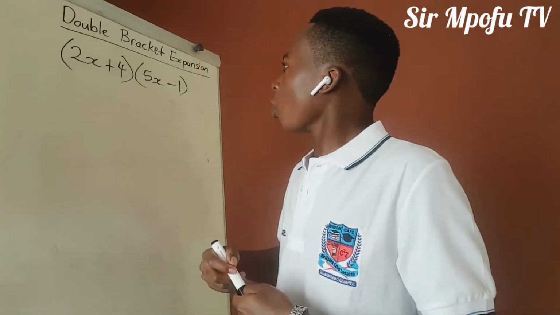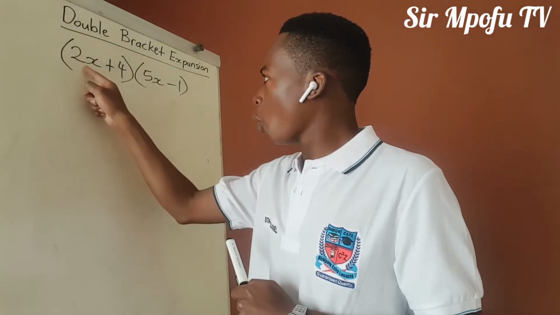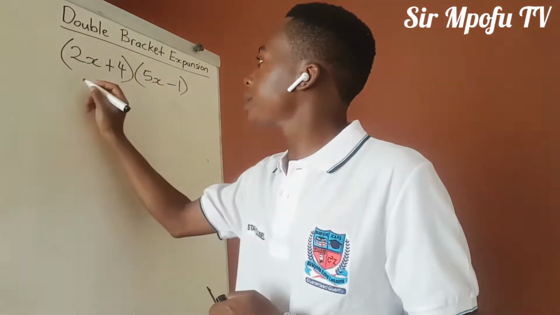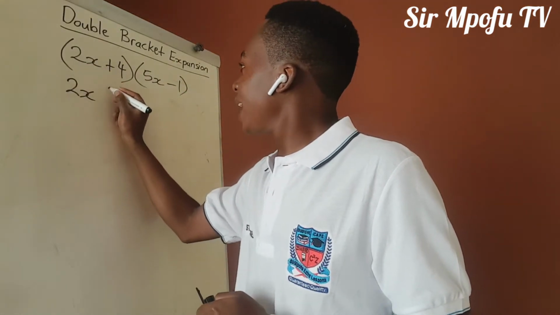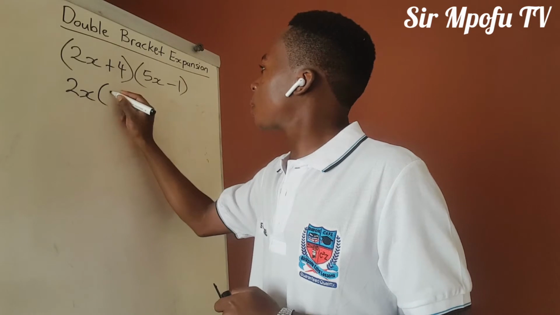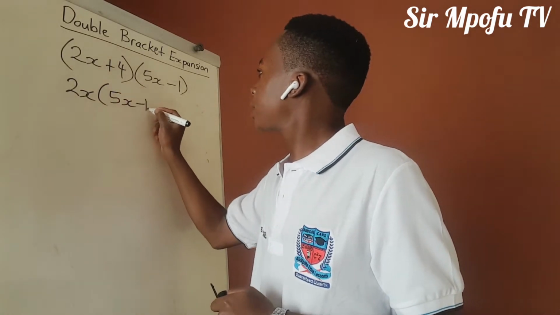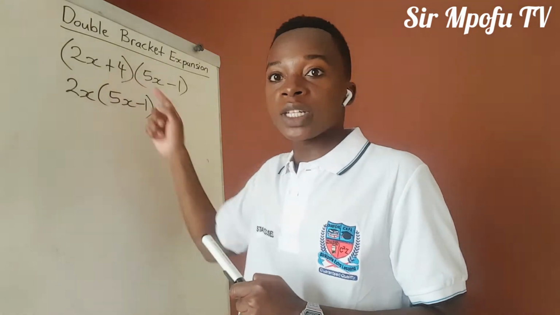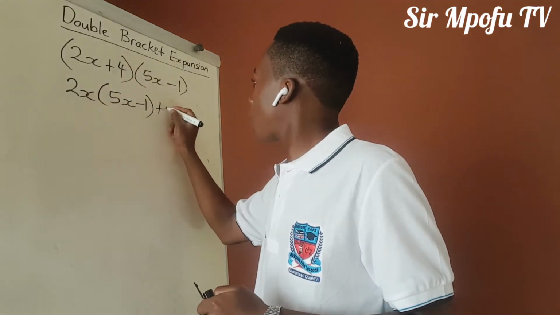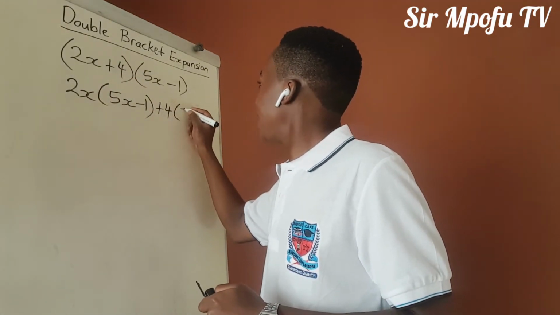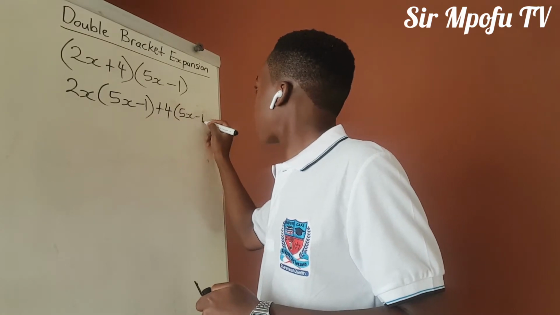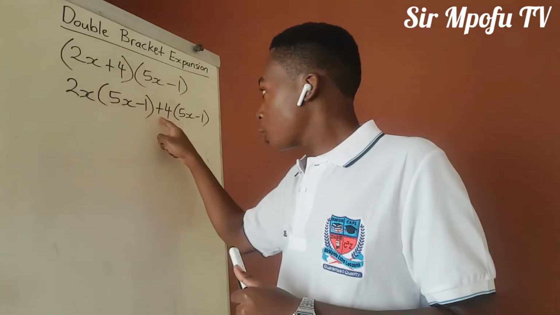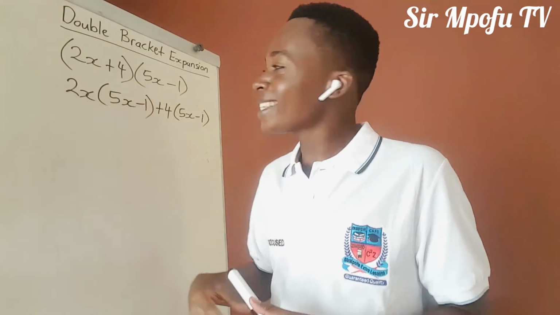What you only need to do is remove the first term like this. The first term is 2x, and that first term is going to multiply the second bracket. Now, on the first bracket, we remain with positive 4. You are going to take positive 4 as well, and it will multiply the second bracket again. What I want you to take note of is, if this was negative 4, this was going to be negative 4. As easy as that.